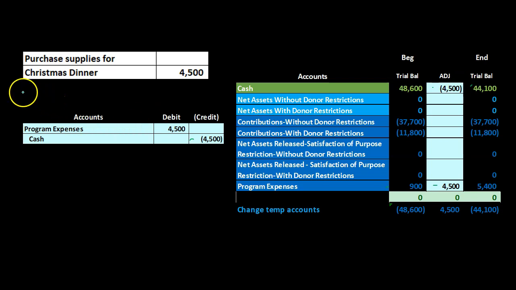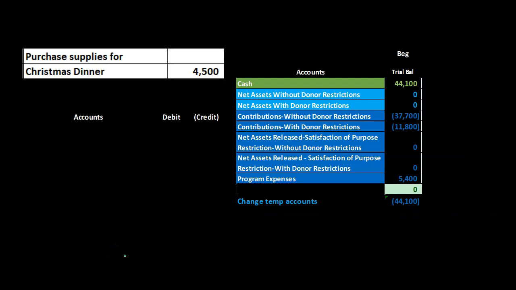Now, as you can see, we're basically assuming that the purchase of supplies is going to be close to the time that we actually have the Christmas dinner. So we are actually expensing the supplies at this point in time. We're not putting the supplies up as an asset and then, when they are used, removing them from the asset and expensing them. We're assuming here we're purchasing the supplies specifically for the Christmas dinner and therefore expensing them at the point in time of purchase.